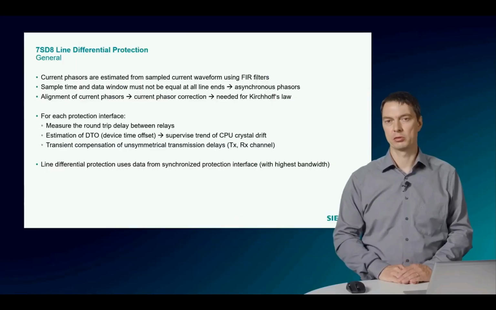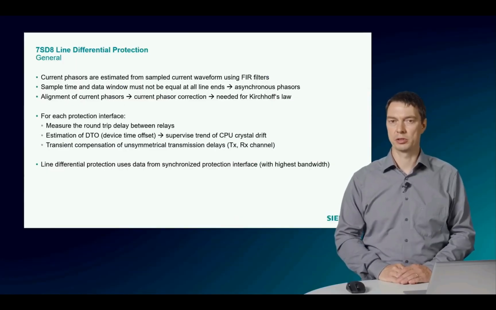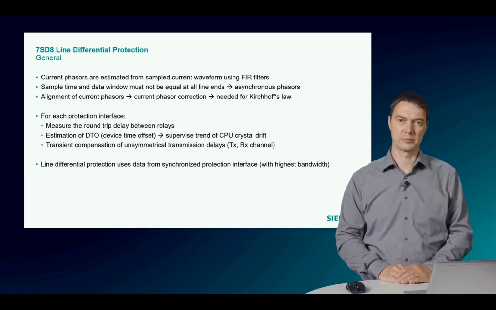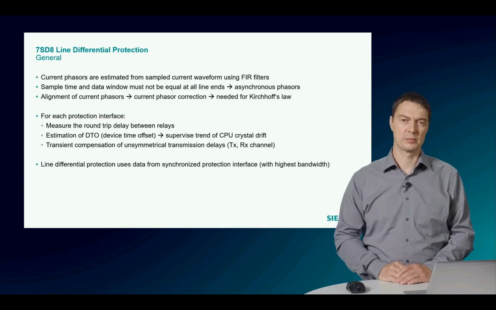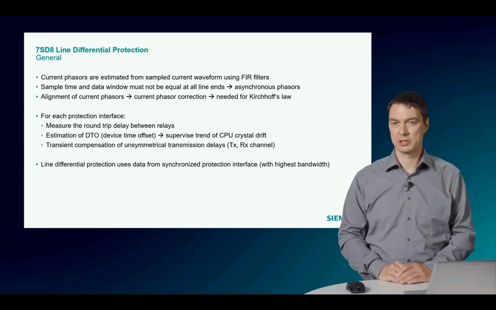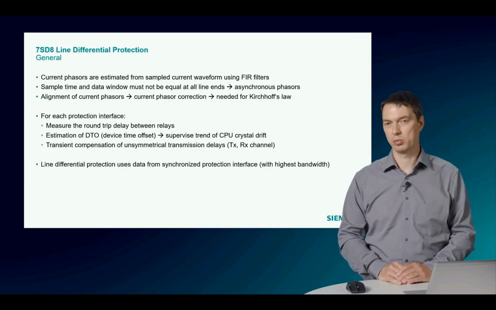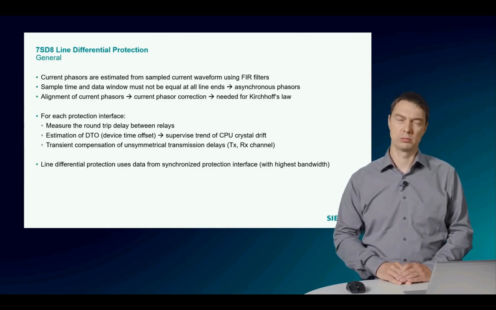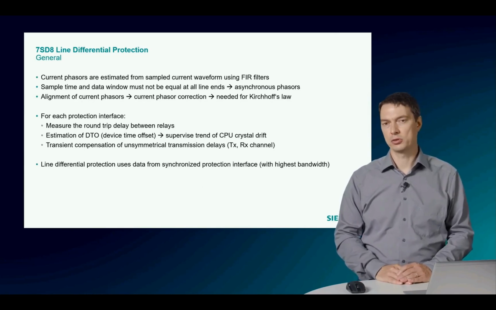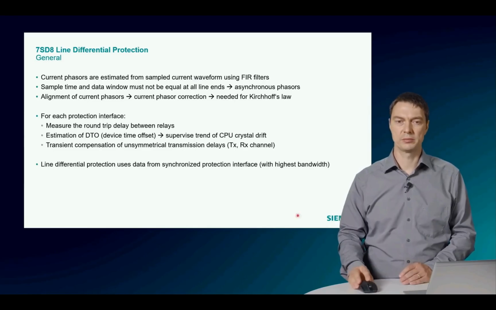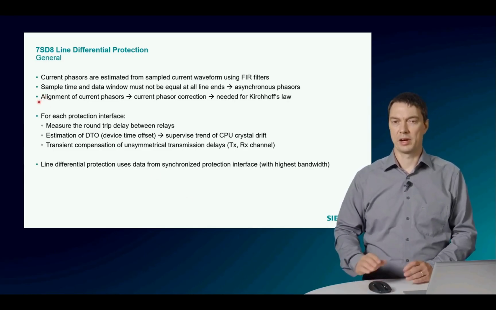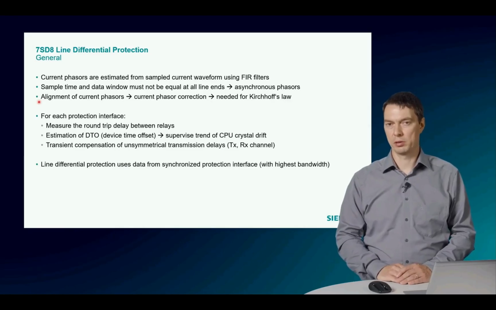In general, the current phasors are estimated from sampled current waveform using FIR filters. The sample time and data window must not be equal at the line ends. So the sampling runs independent and asynchronous in the devices. This is also the case if an external synchronization is applied using a 1 pulse per second signal or a precision time protocol, IEEE 1588. These asynchronous phasors then need to be aligned in the devices before Kirchhoff's current law can be applied.